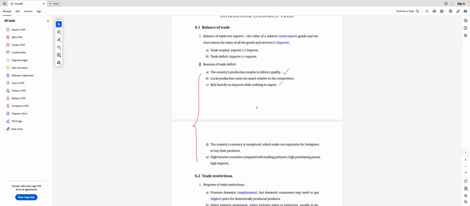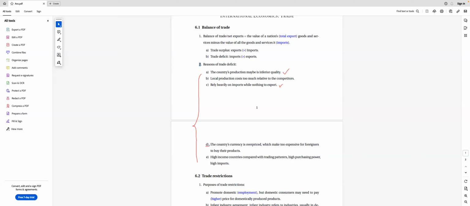Okay, the third one: countries like Singapore, really small countries, they really have nothing to export. If you have nothing to export, especially if you are a very small country, maybe you will finally be a trade deficit country.